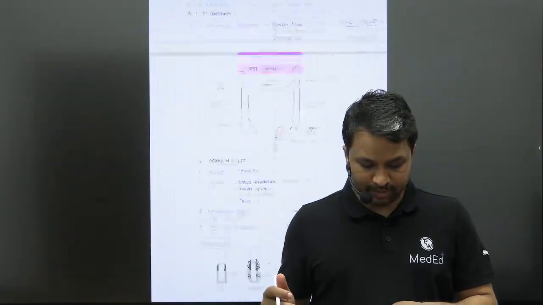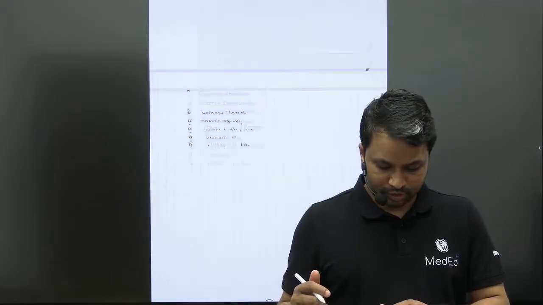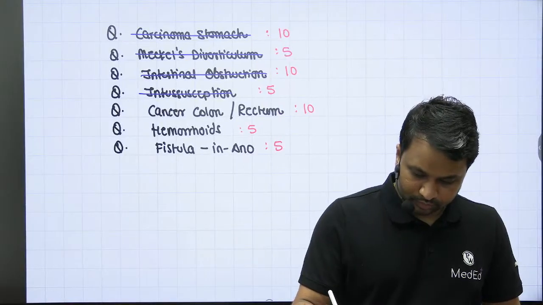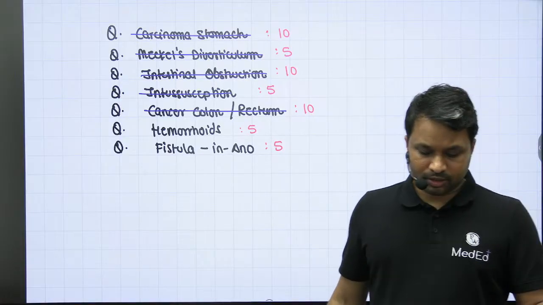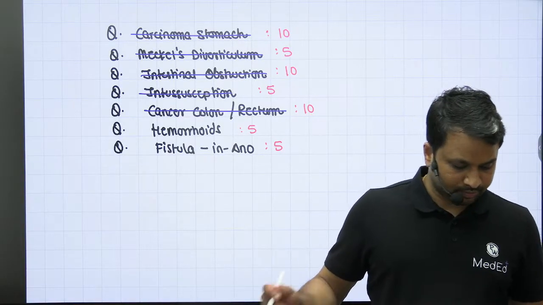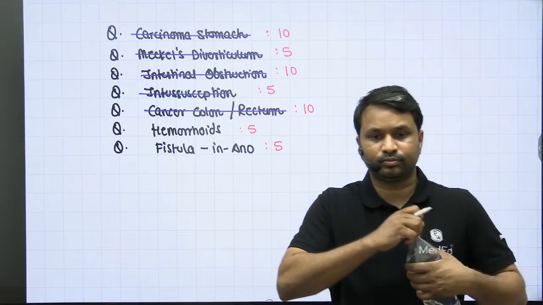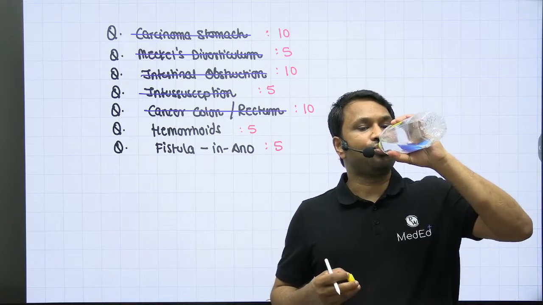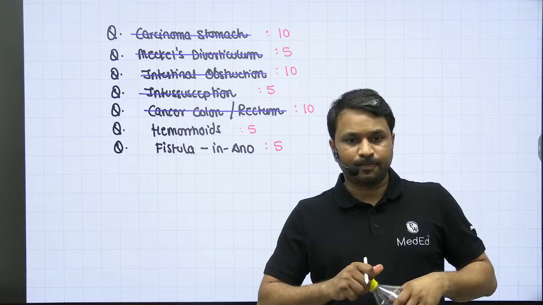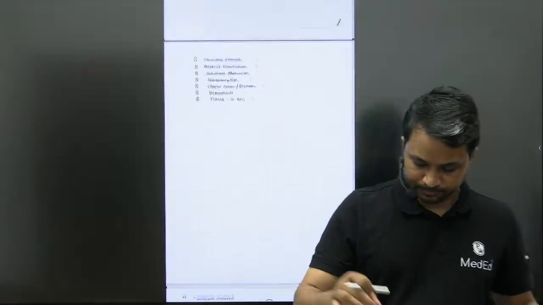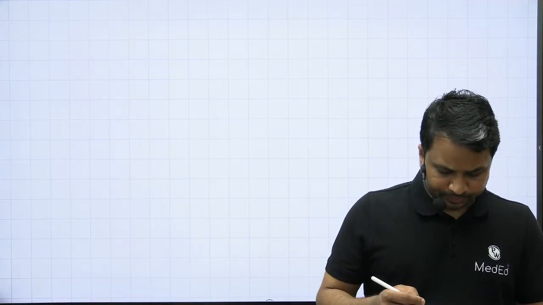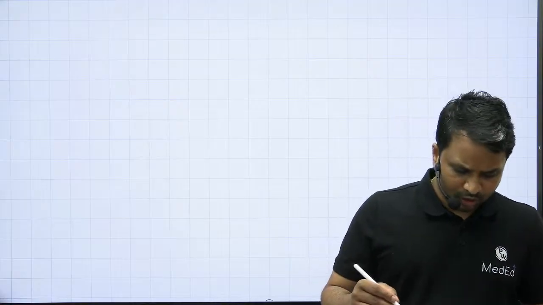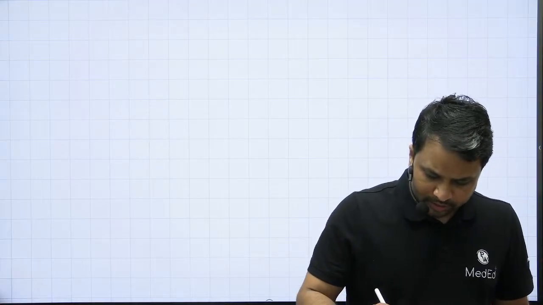So we finished a 10-mark question, which is here. Now to talk about two topics, that is going to be hemorrhoids as well as your fistula. So we'll talk about the fistula in ano, and then we'll talk about the hemorrhoids. Again, a short note on each.